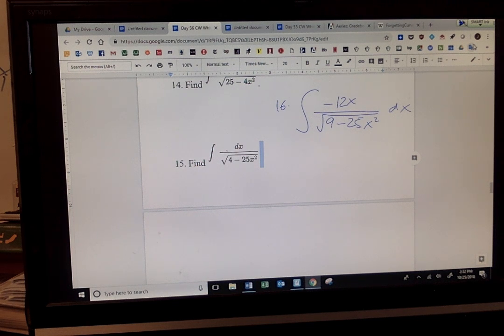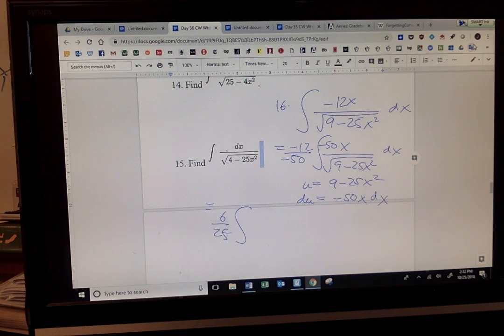So should I just pull out the negative 12 as the first step? Always. Should I just use u sub? Therefore, u is 9 minus 25x squared. Therefore, du equals negative 50x dx. Therefore, introduce a balance with a 1 over negative 50. So the outside number is 6 over 25. Is that just du over radical u?